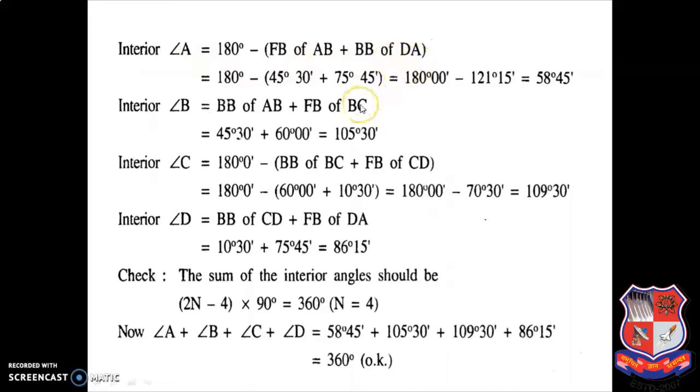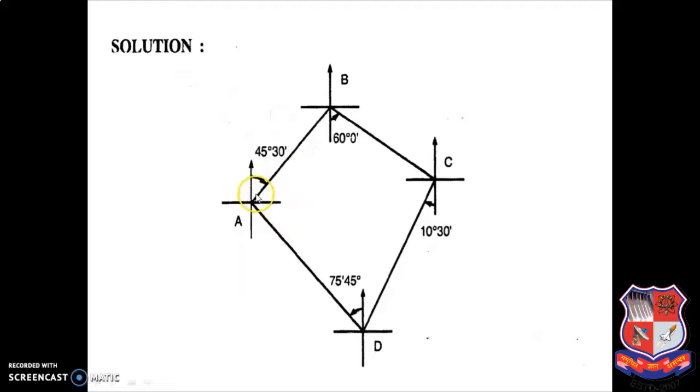Now you can see in the previous example what we have done: we have deducted forebearing from back bearing, or back bearing from forebearing, based on the figure. Whenever you do the calculation, you have to always remember your figure. So here, to calculate the angle A, we have to remember our figure. So you can see our figure is this, our angle A. Okay, this is 45 degree 30 minutes.